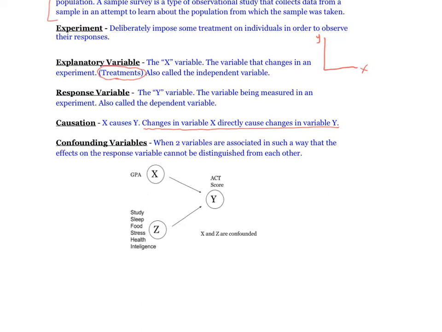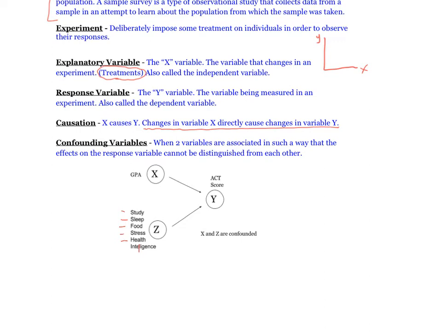So for instance, let's say that I think GPA causes your ACT score. A low GPA would cause you to get a low ACT score, and a high GPA might cause you to get a high ACT score. There are other factors such as study, sleep, how much you ate for breakfast or did you eat breakfast, how much stress you're experiencing that can make you not think clearly, your overall health, your overall intelligence. So there are many other variables that might cause your ACT score to go up or down.